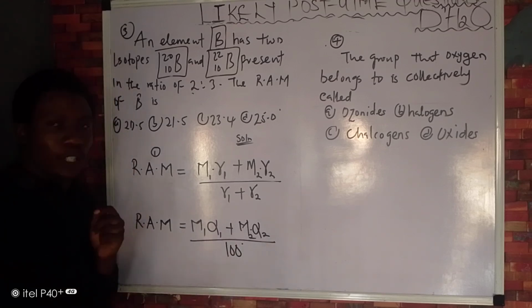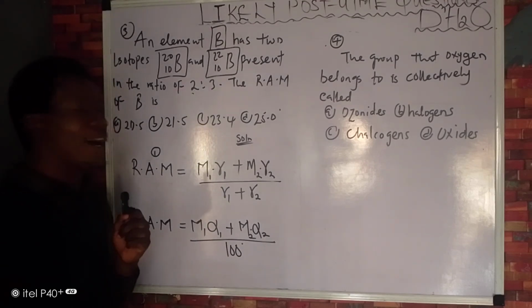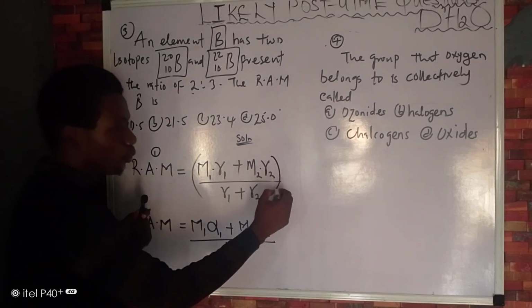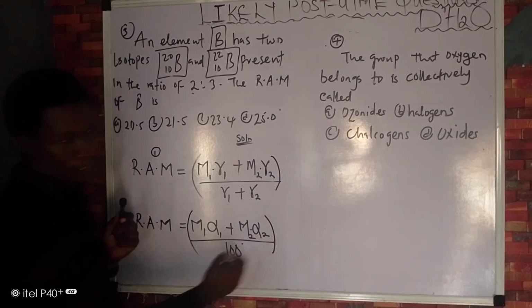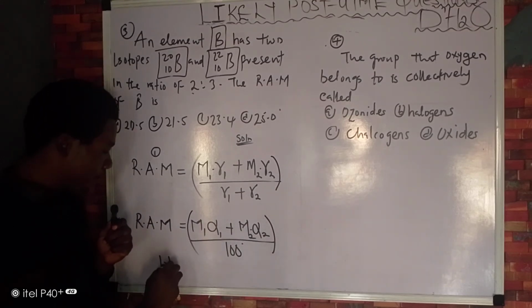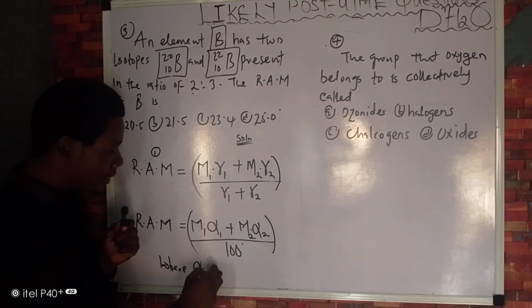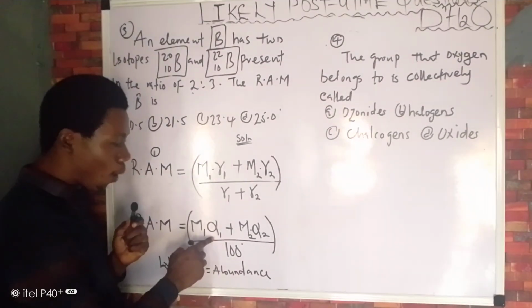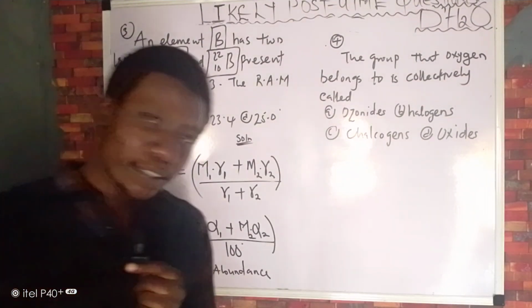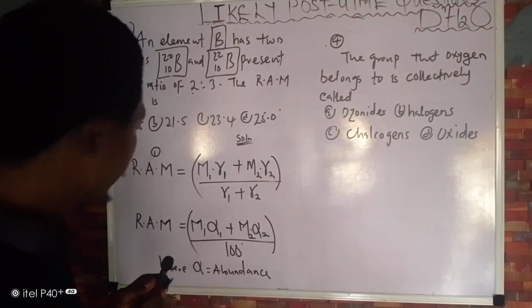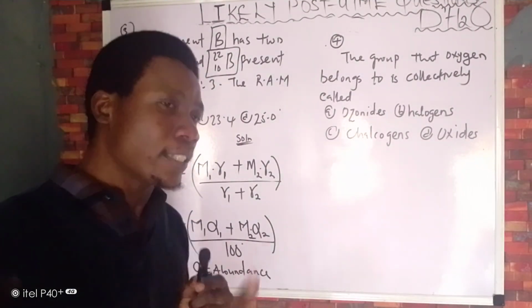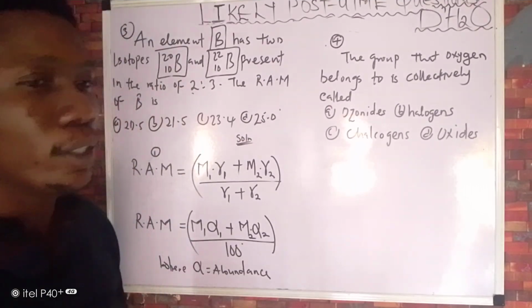So the question on isotopes that you are likely to see in your exam could either be in the form of ratio or in the form of abundance. Take note, where alpha is abundance, when you see alpha 1, it means the abundance of the first isotope, and when you see alpha 2, it means the abundance of the second isotope. It can come like that, but total abundance is always 100.